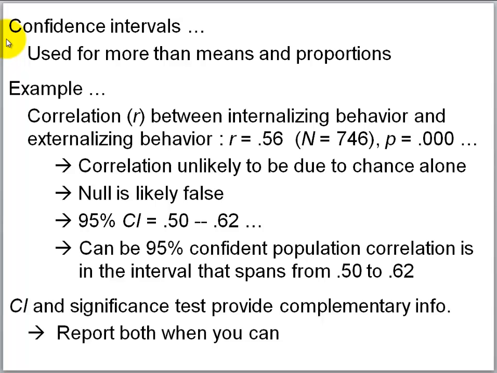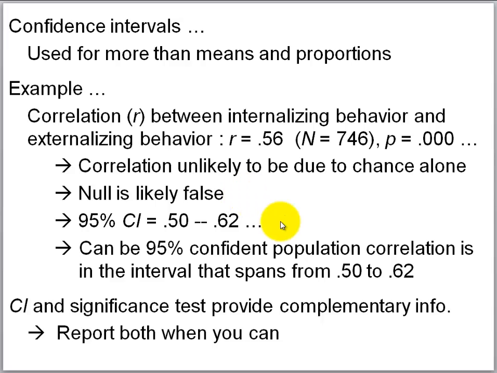As an example, in the special needs adoption study, the correlation between internalizing behavior, that would be withdrawn behavior, and externalizing behavior, that would basically be aggressive behavior. The correlation between these two types of problem behavior for the adopted child, as reported by the responding adoptive parent, was 0.56. So that's a strong positive correlation. And the sample size was 746 and p equals 0.000. So there's virtually no chance that this result is due to chance alone. Therefore, we know that the null is likely false.